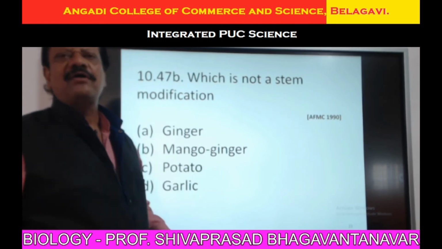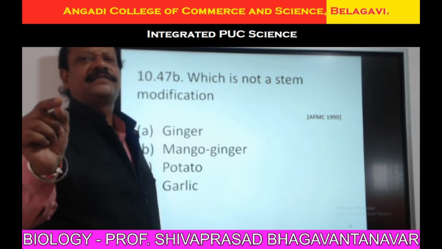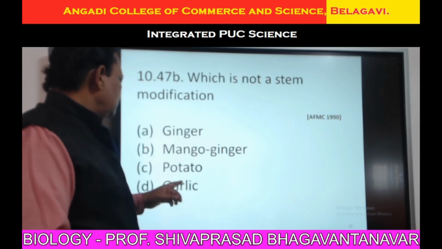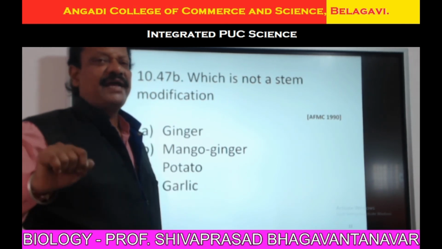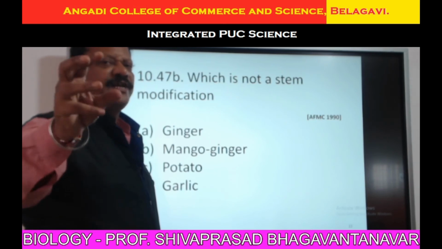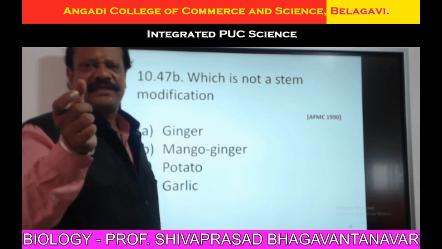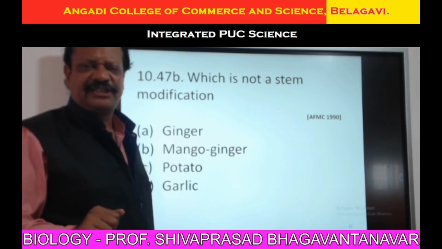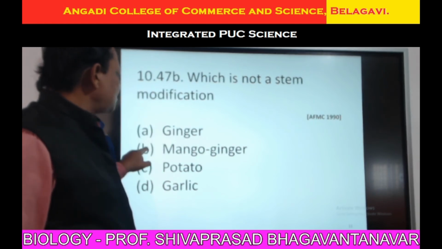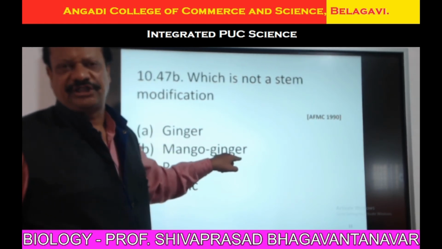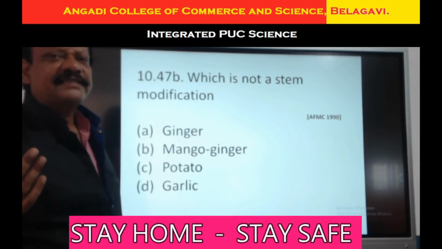Mango ginger. Mango ginger, it is a root. Okay, the root tips are bulged and storing food material. Potato, it is a stem tuber. The stem ending is forming a tuber and food material is stored. Garlic, it is having a fleshy stem and it is bulbous in nature. So here, the right answer is option B, mango ginger. So, mango ginger is the correct answer. We'll move to the next question.